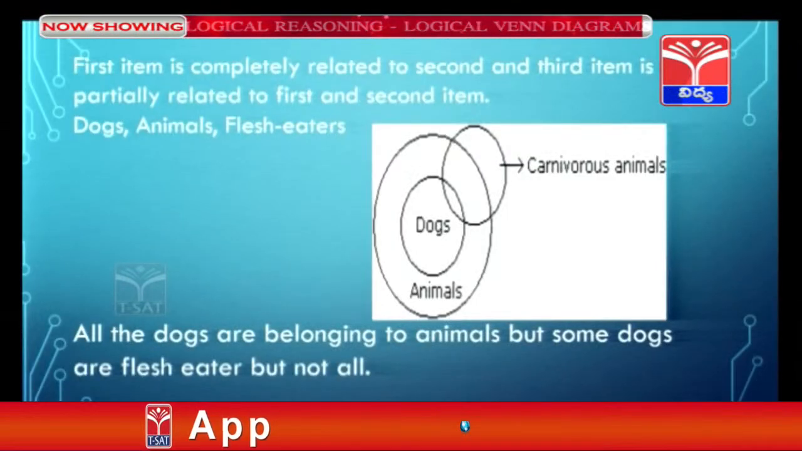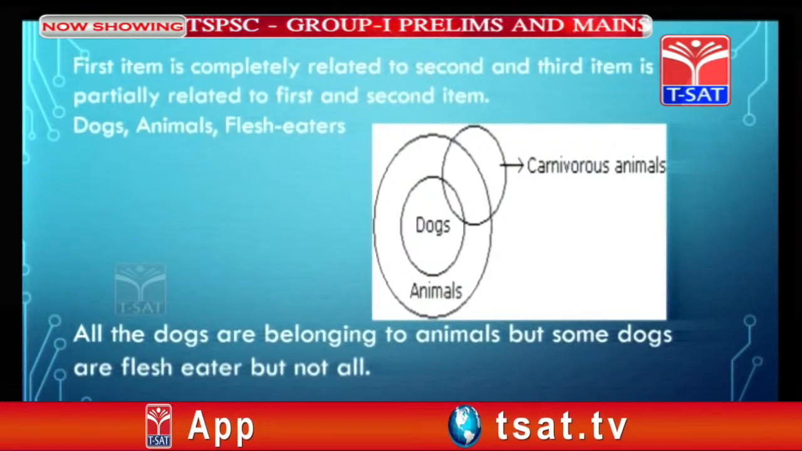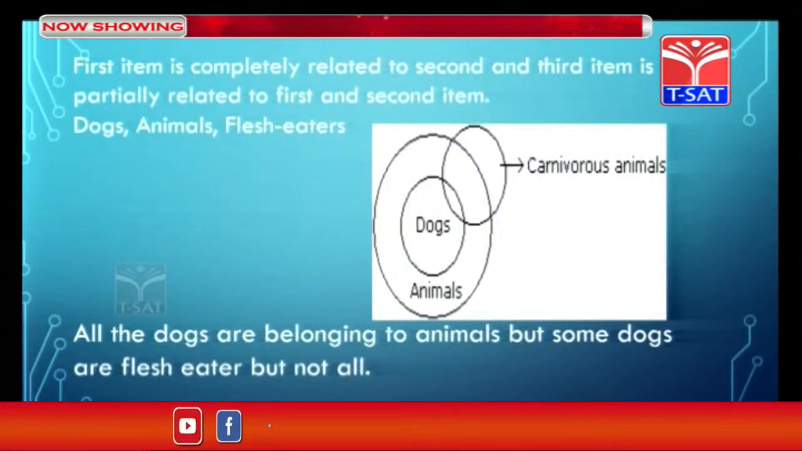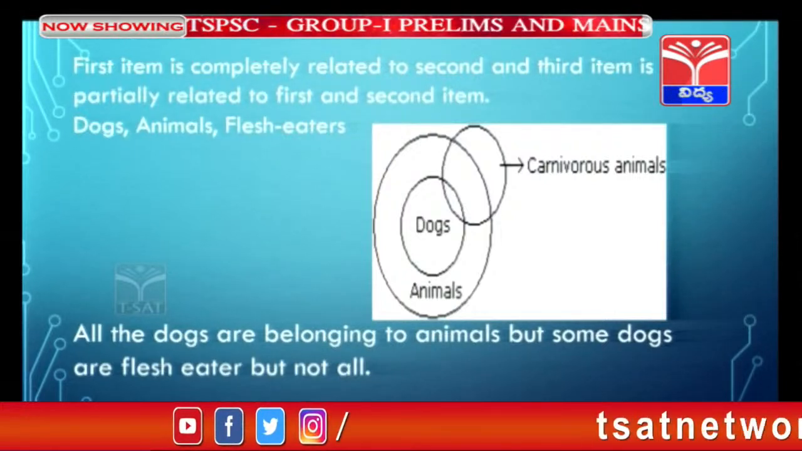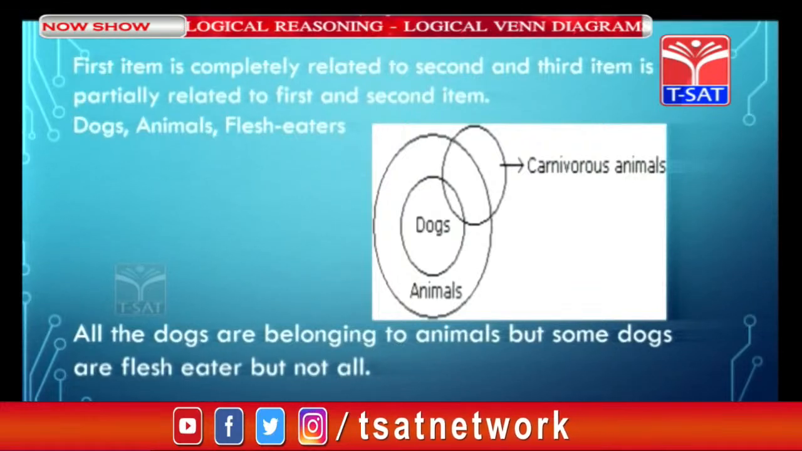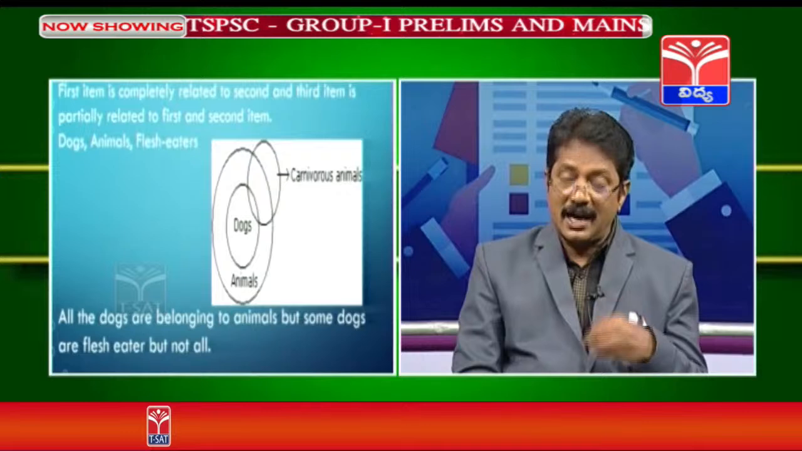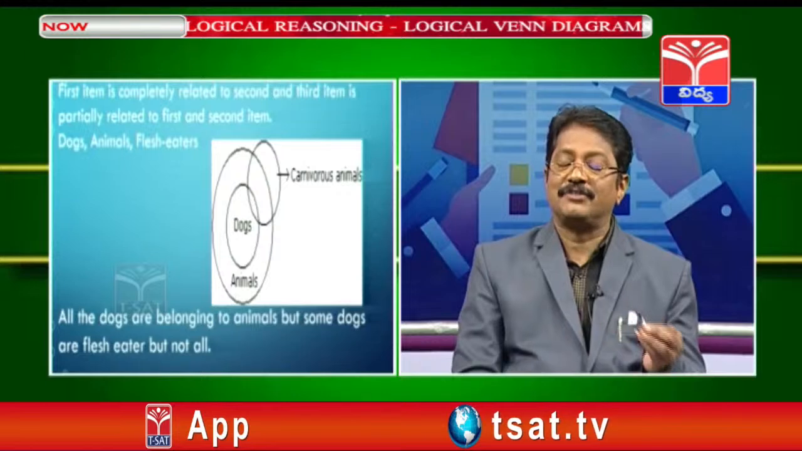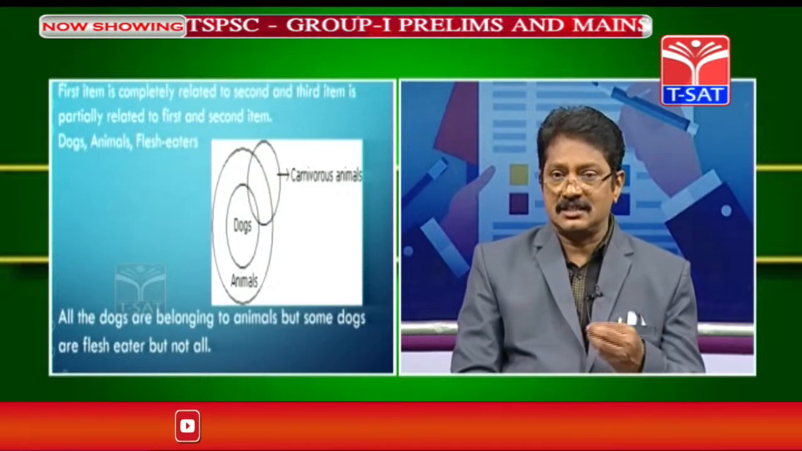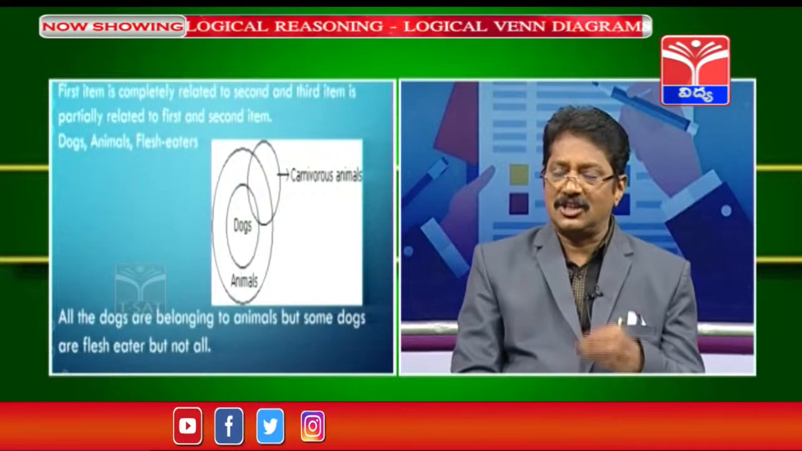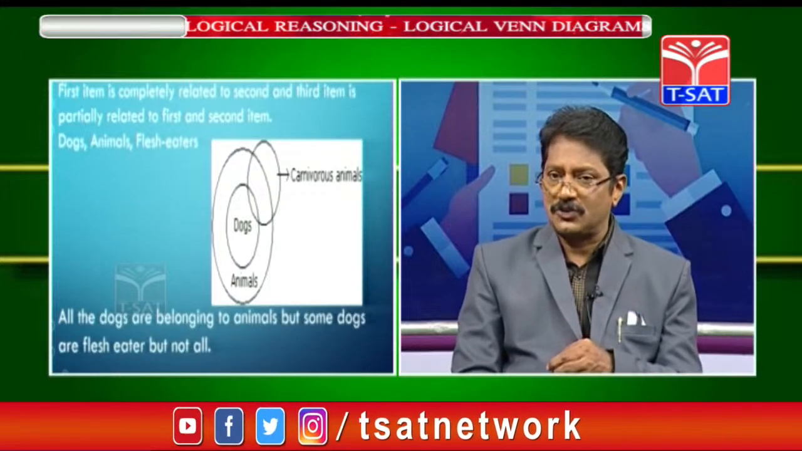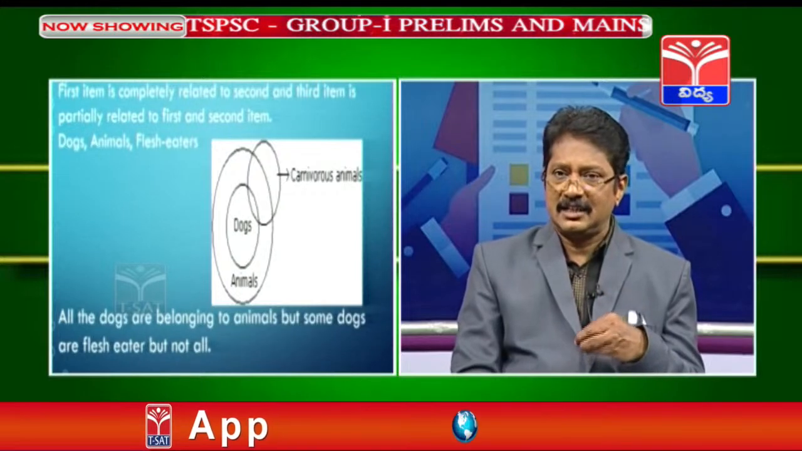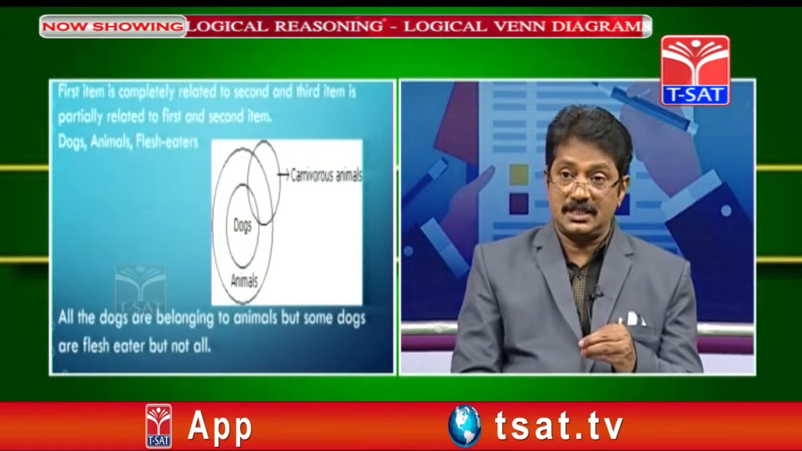Here the first item is completely related to the second, and the third item is partially related to the first and second items. Do you understand? In the previous one, the first item is completely involved in the second, and these two are totally different from the third item, correct? Lions, carnivorous animals: all lions are carnivorous animals, and these two are different from cows. So, one circle is inside the other circle, but the third circle does not intersect these circles, correct?